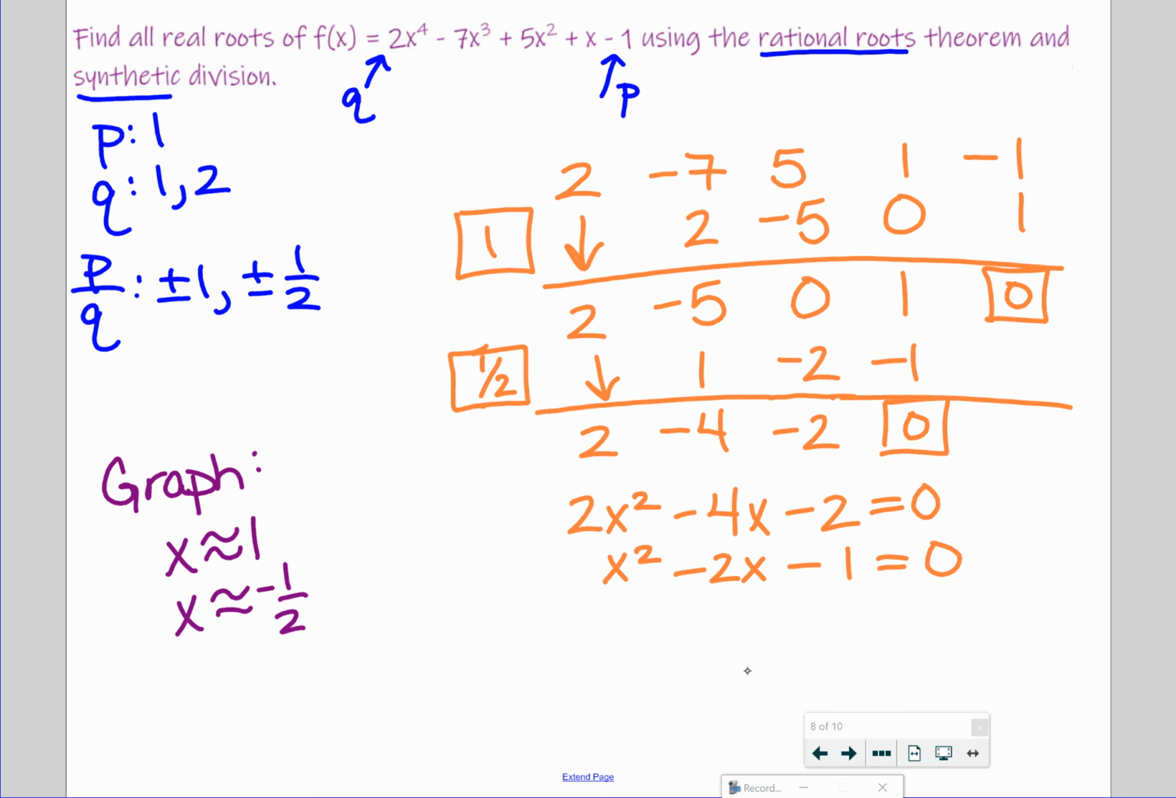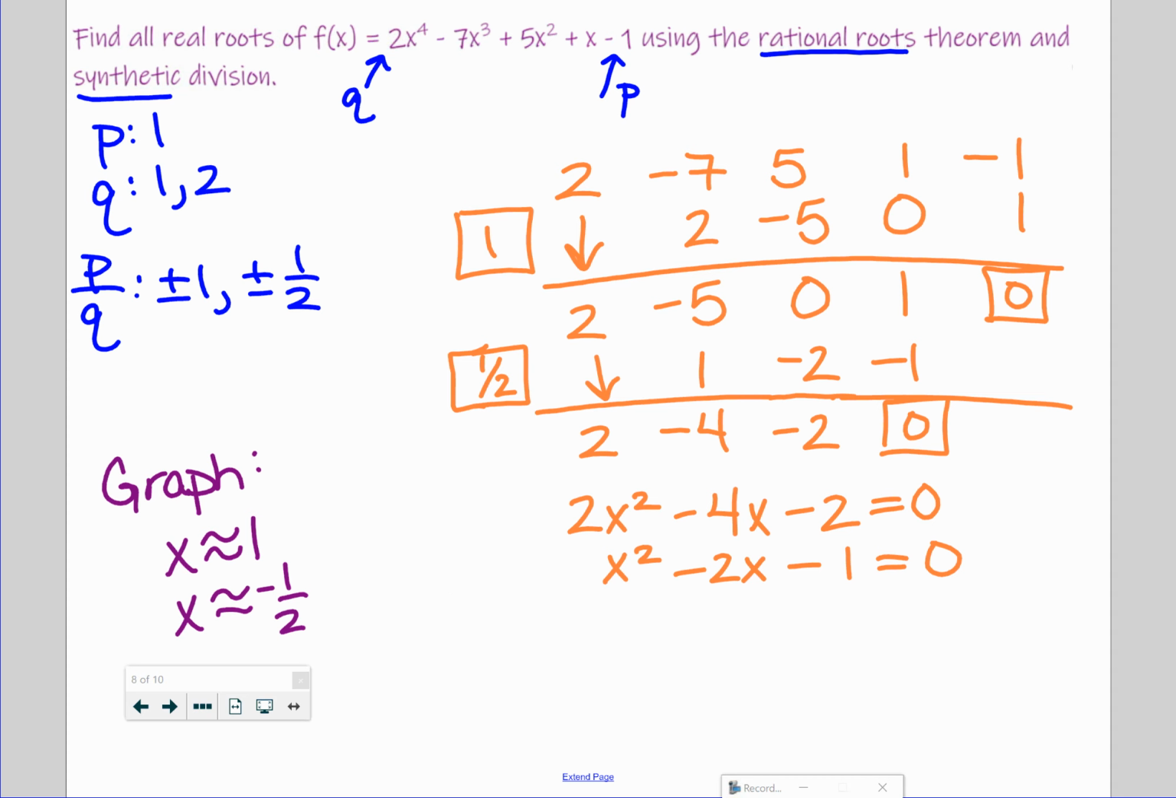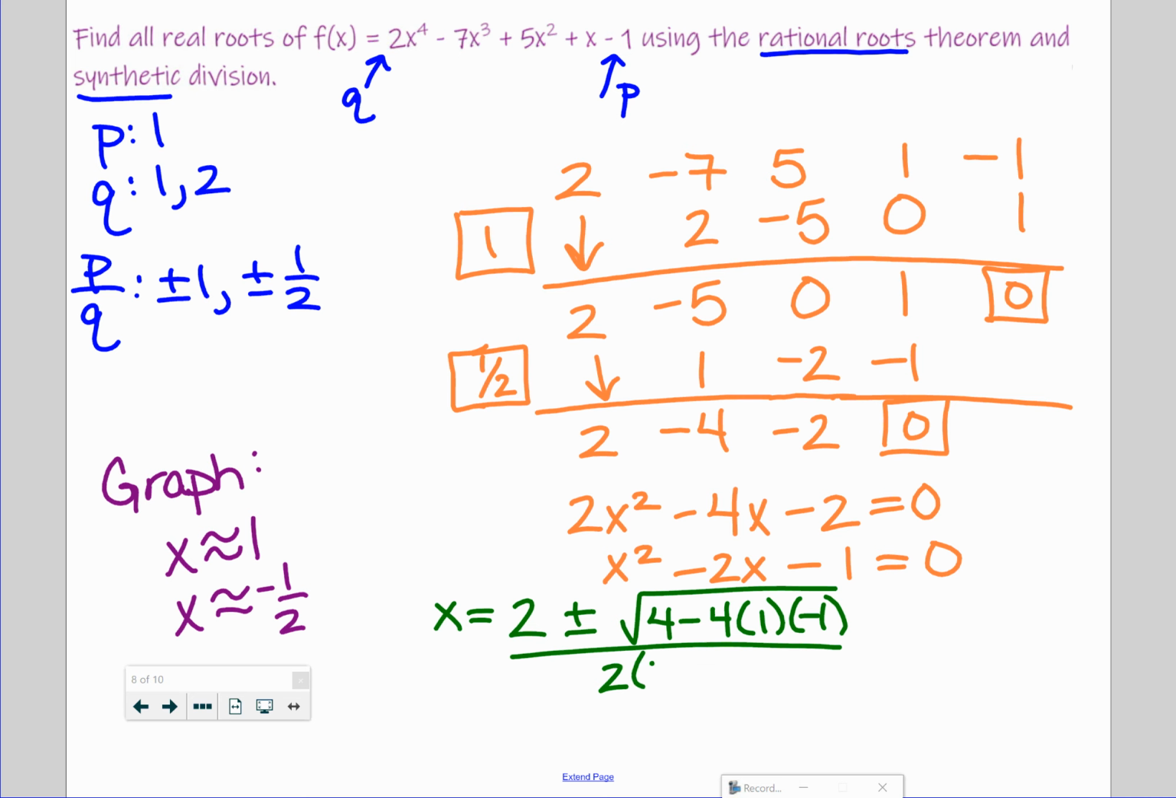And now if I'm looking to factor, I'm trying to find two numbers that multiply to negative 1 and add to negative 2. Well, that doesn't work with integers. So my only option now is to solve using the quadratic formula to get those last two answers. Opposite of b, positive 2, plus and minus the square root. B squared is 4, minus 4 times a times c, all over 2a times 1. I get 2 plus and minus the square root of 8 over 2.